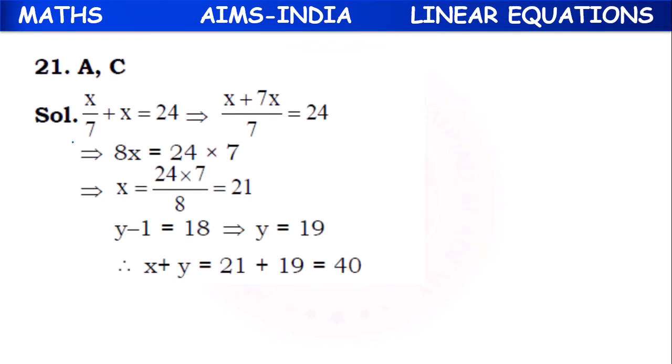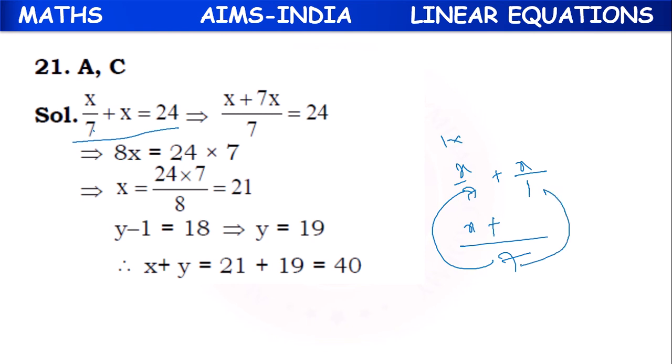So they have given x by 7 plus x equal to 24. So LCM, x by 7 plus x. LCM is 7. 7 1 is 7. 1 into x, x. Here there is nothing means 1 we can take. 1 7 times 7. 7 into x, 7x. x plus 7x equal to 8x. 8x by 7. This side we have 24. So 8x by 7 equal to 24. Cross multiplication. 8x equal to 24 into 7.